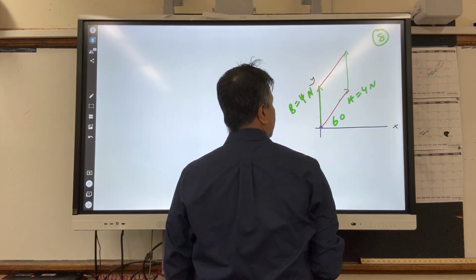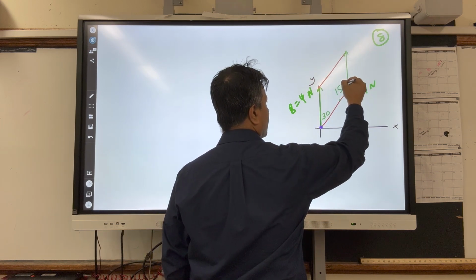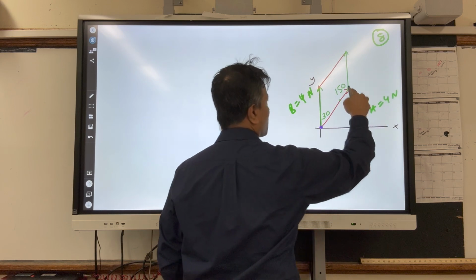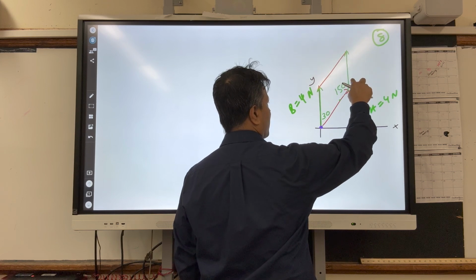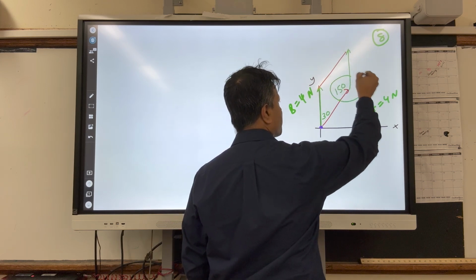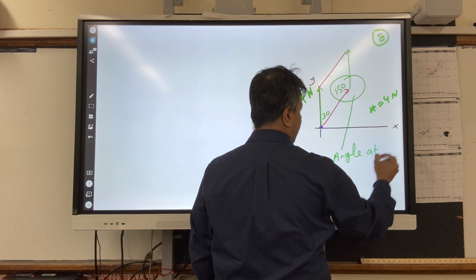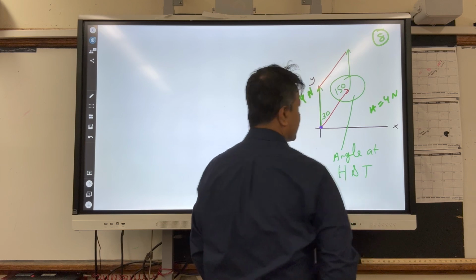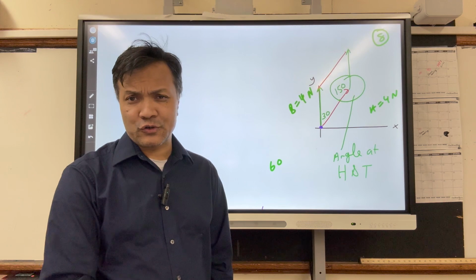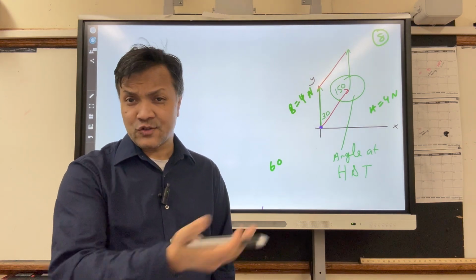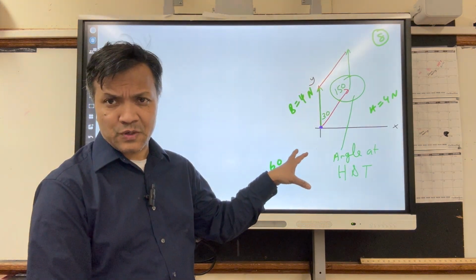Okay, if this is 60, this must be 30, then this must be 150, and 150 is at head and tail. Why? Because this is the tail of vector b. Tail of vector b goes to head of vector a, and so that must be angle at head and tail. All right, 150. Again, this probably took you 10 seconds in the test to answer, and that was question number 8.